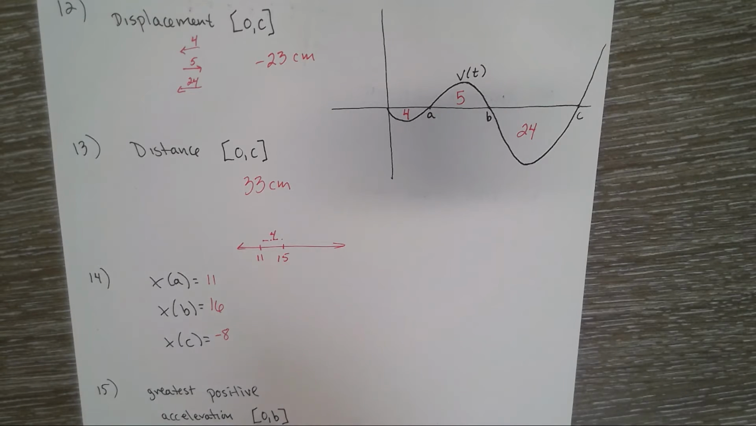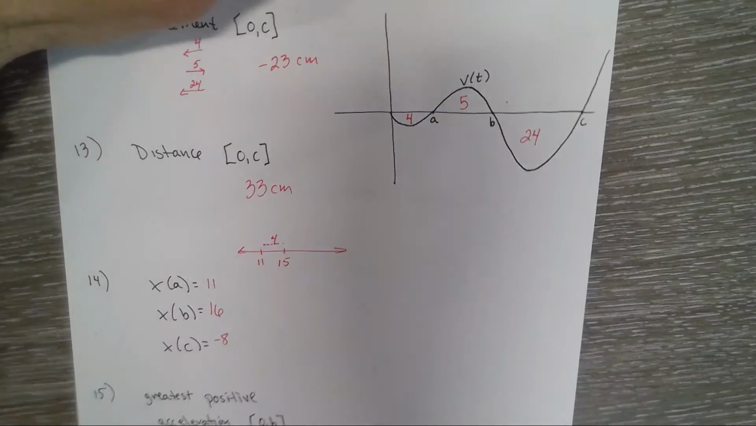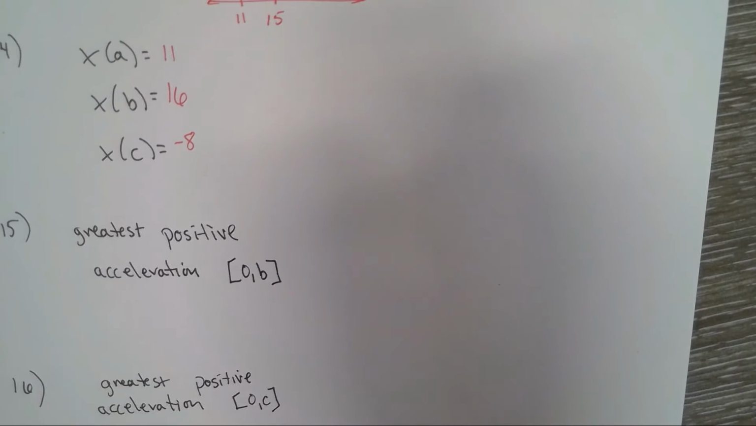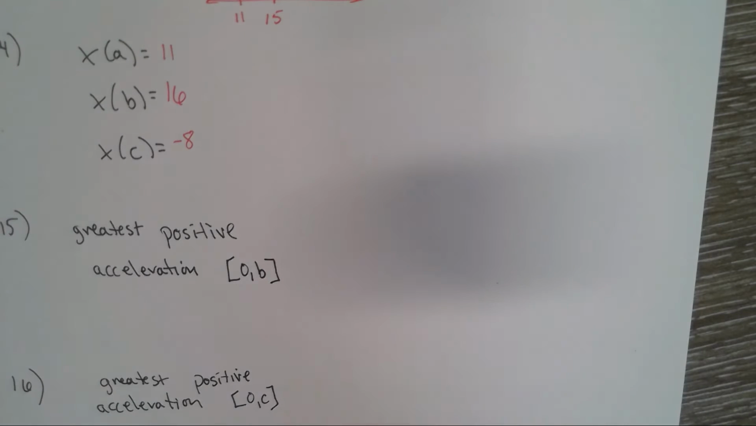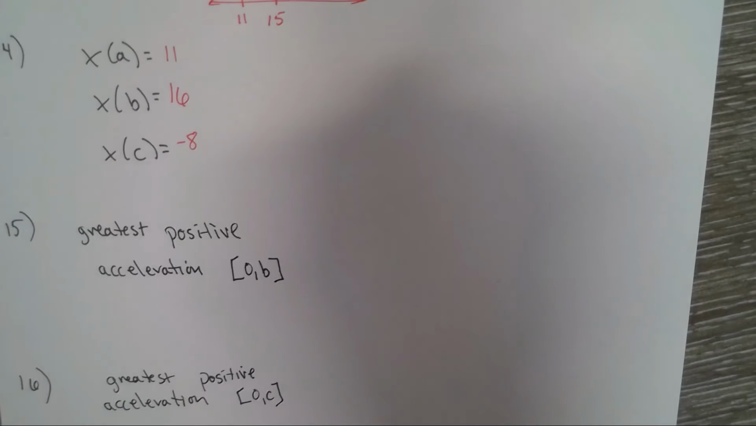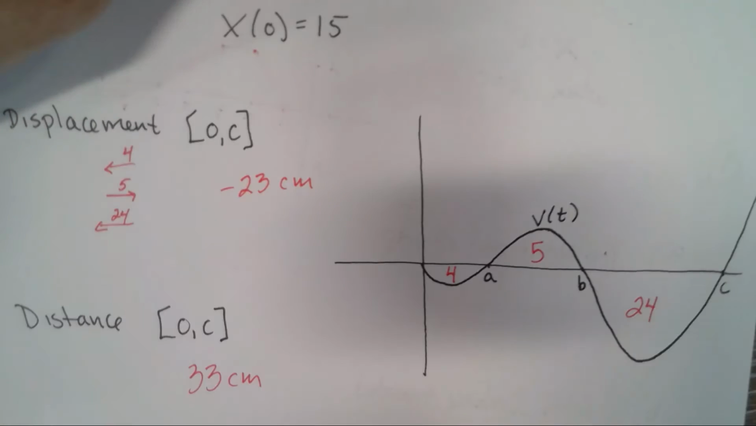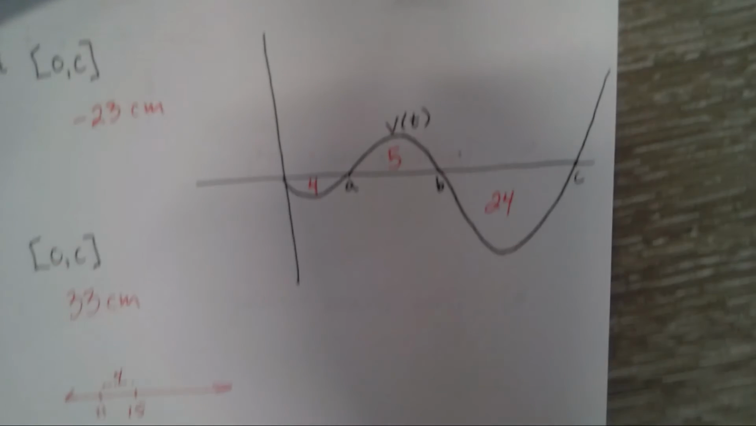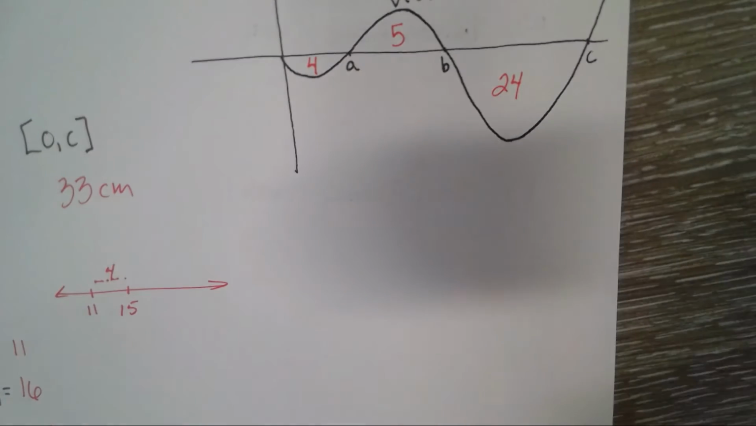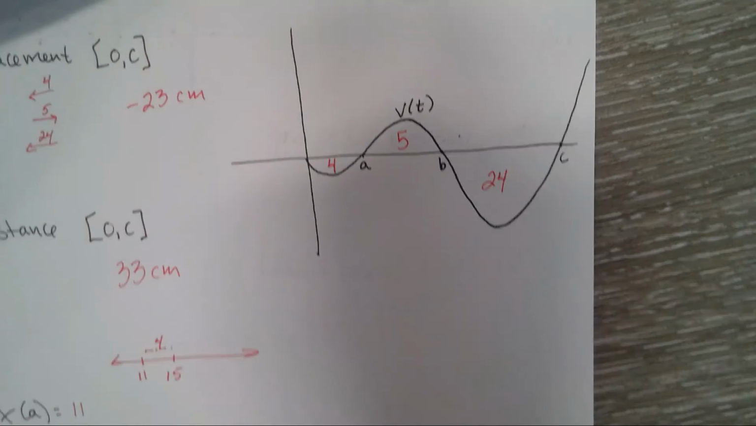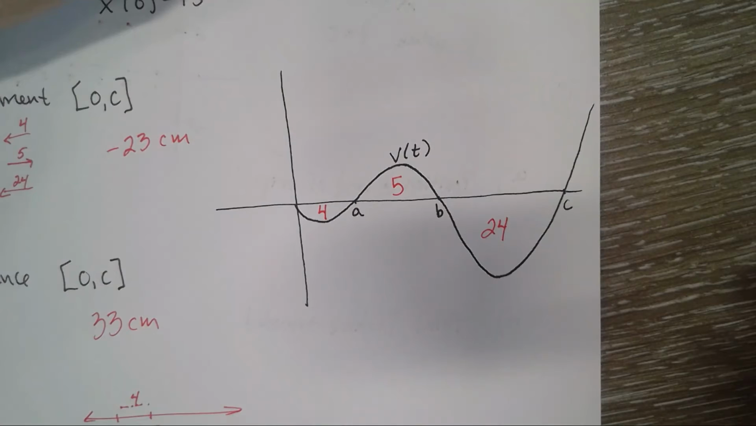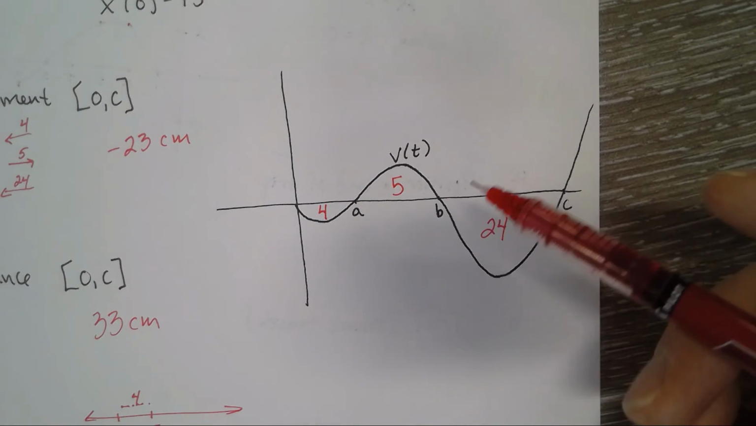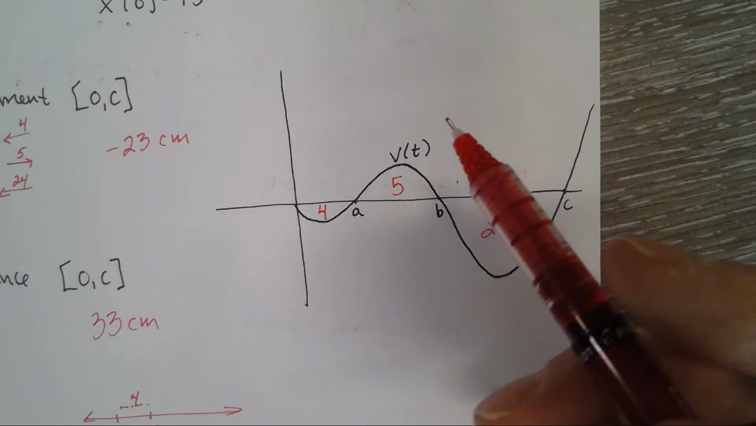And number 15, the greatest positive acceleration from 0 to b. Okay, acceleration is the second derivative of position, but we have a velocity graph, which is the first derivative of position, so all we need to do is find the derivative of this graph, and that'll be its acceleration. We want the greatest acceleration from 0 to b. So what's the greatest slope from 0 to b?